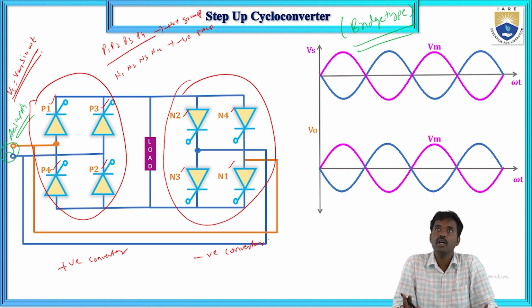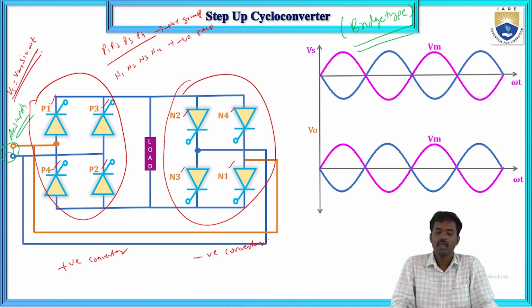The previous one was the midpoint step up cycloconverter. This is a bridge type. Here we have two types of cycloconverters. The two converters, positive converter and negative converter, are connected back to back. If one converter operates, the other converter will be disabled. If the negative converter operates, then the positive converter will be disabled. So this is the scenario.